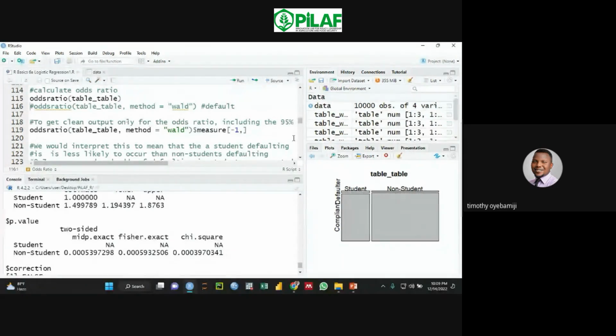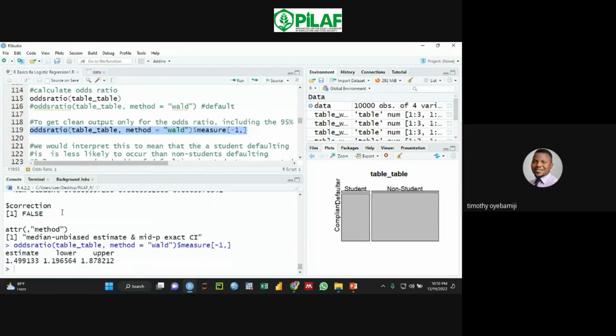I said to get clean outputs only for the odds ratio. Sometimes a lot of people would not like a lot of values coming out this way. So if you want only the odds ratio without the table, which we've done before, and without the p-values, you can run the oddsratio function with the table, that's the name of the contingency table, then the method is Wald, and then the measure. Then it gives only the measures: the odds ratio estimate and the lower and upper confidence intervals.